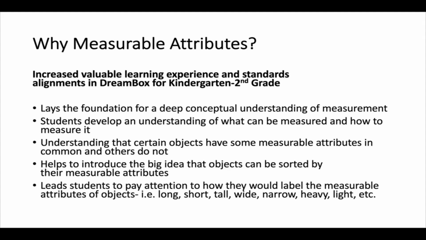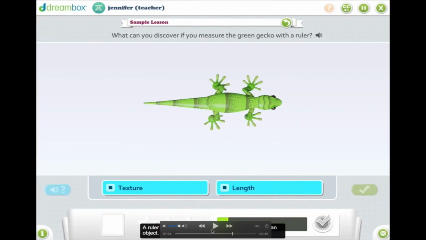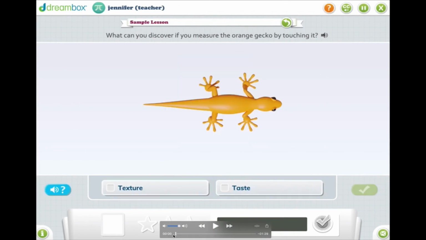I'm going to go ahead and show you some examples of lessons now. This first lesson you see is a lesson that students would see in the beginning of their learning progression within the measurable attributes game set or lesson set. And we are asking students, what can you measure on this orange gecko by touching it?